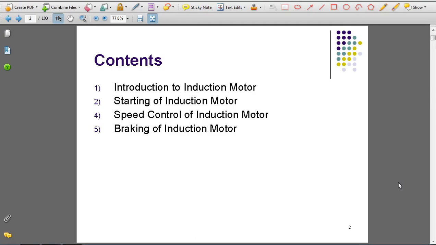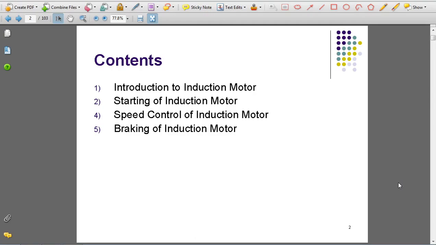Next, we will look into the starting of induction motor. It is important to learn about this because the main problem of the induction motor is basically on the starting part, the high current of the machine when the machine wants to start. By learning about the starting concept, we can overcome the issue.